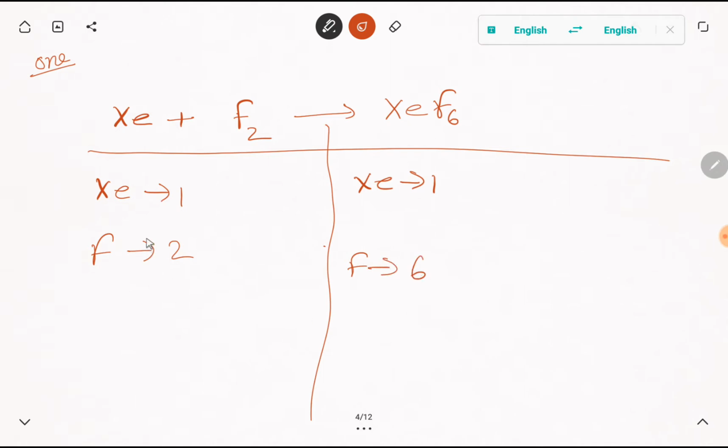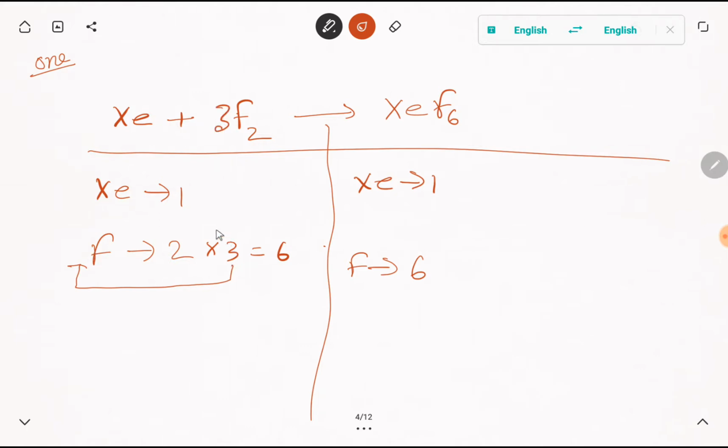Balancing this reaction means we have to balance the number of xenon and fluorine from both sides. Xenon 1, 1, so xenon is already balanced. Fluorine here 2, but here 6. So to balance the fluorine, what can I do? I can multiply here by 3, that gives me 6. This 3 must come before this fluorine. That is, if you multiply by something, that something will come before the atom, that is here.